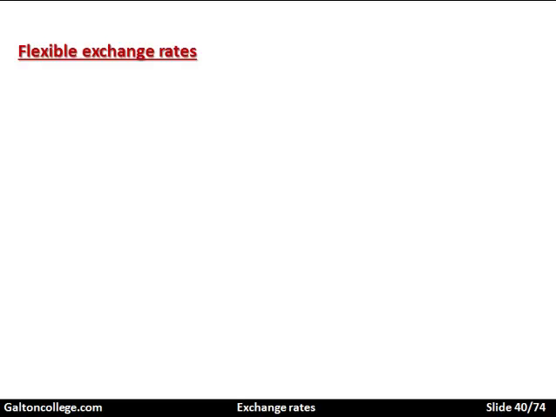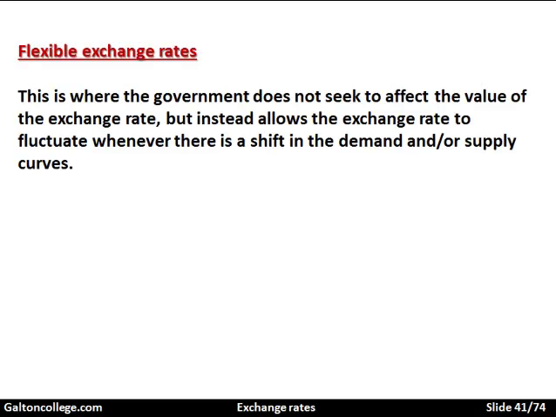Now, we have, in a sense, been talking about flexible exchange rates throughout here. We talked about supply and demand and how the exchange rate would adjust to bring about an equilibrium in the balance of payments. So we are talking about flexible exchange rates. This is where the government does not seek to affect the value of the exchange rate, but instead allows the exchange rate to fluctuate whenever there is a shift in the demand and or supply curves. So in other words, the government stays out of it. The central bank stays out. It allows the market to work. The exchange rates are flexible.